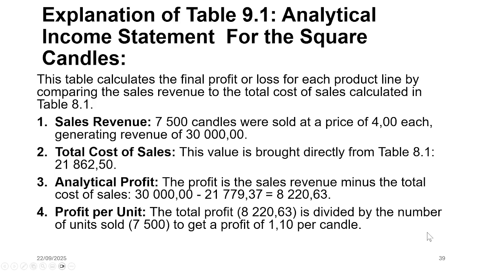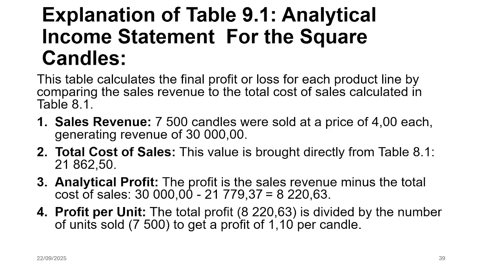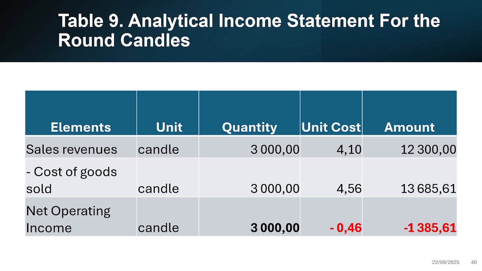Now we can finally see the bottom line, right? This is an analytical income statement for the square candle. Sales revenues, this is the income statement for this one. You do the same for the round candle, and for this one you can see that the total cost of sale is higher than the revenue.